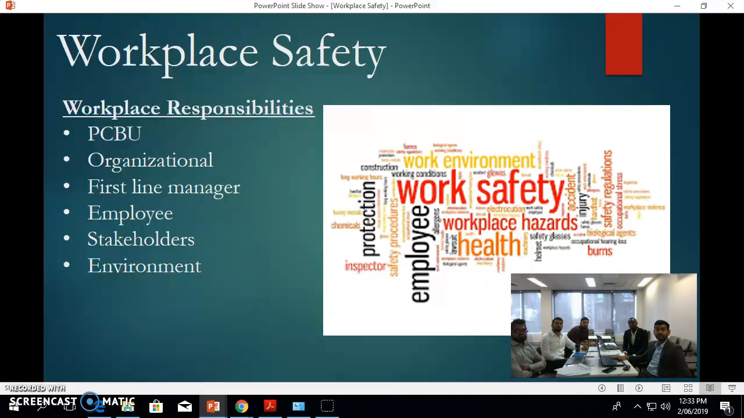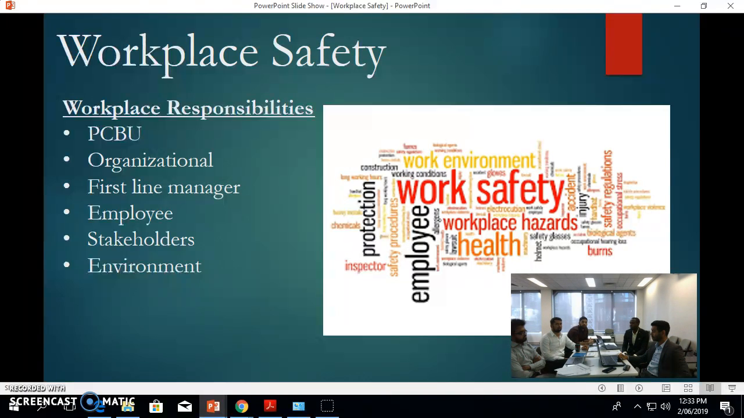Then we have the organization. The organization must adhere to the acts and regulations of the state in which it exists. In our case, we are in Melbourne, and Melbourne is under Victoria, so we have the acts and regulations under Victoria. The organization must ensure that the health and safety requirements, such as the first aid units, are present and that awareness is being created within the organization.